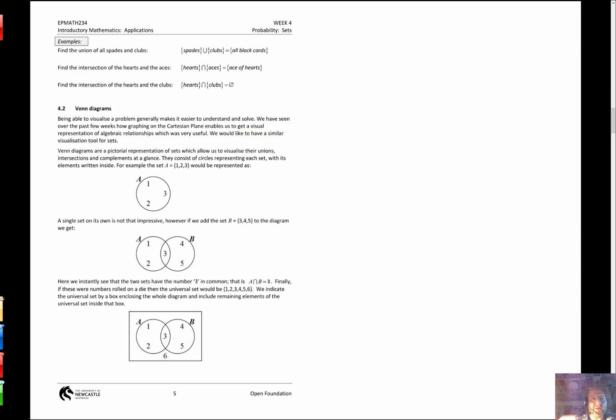And another one that's defined there, intersection of the hearts and the clubs. We did something similar with spades and clubs. There's no overlap between hearts and clubs. Okay, again, there's going to be more of these questions coming up, and I'll also grab some out of the questions at the back just to make sure we're good. But we need to introduce Venn diagrams.